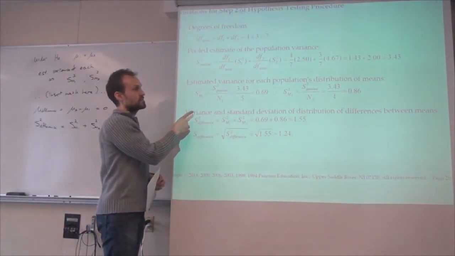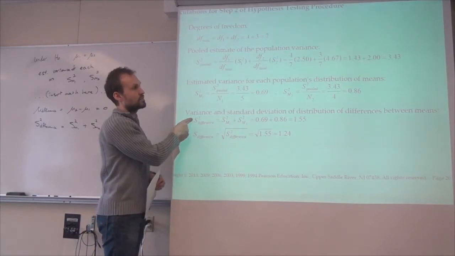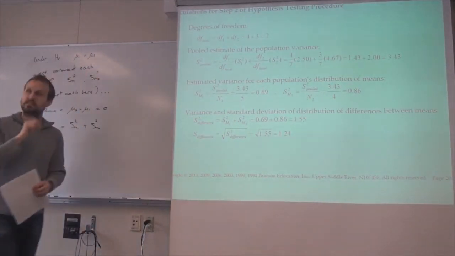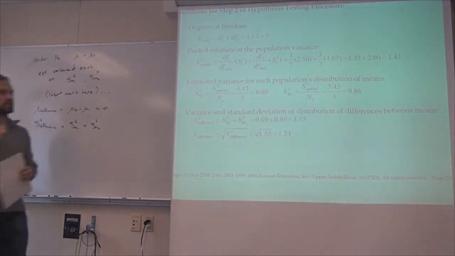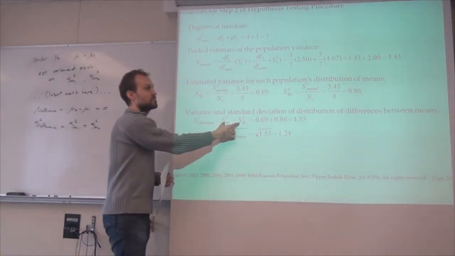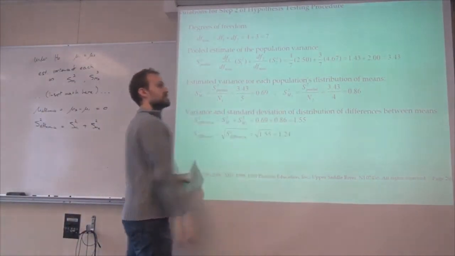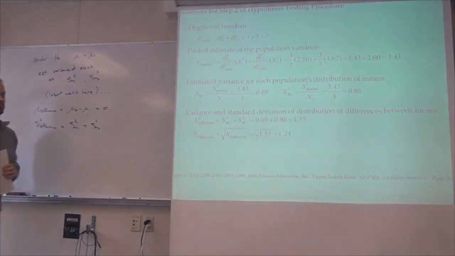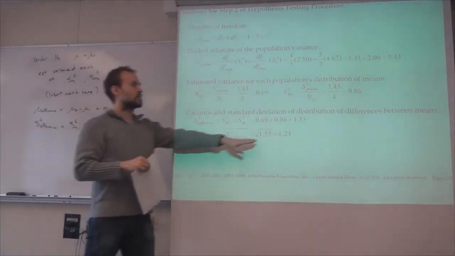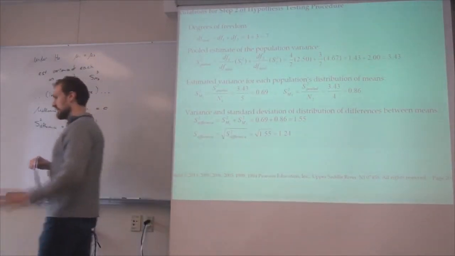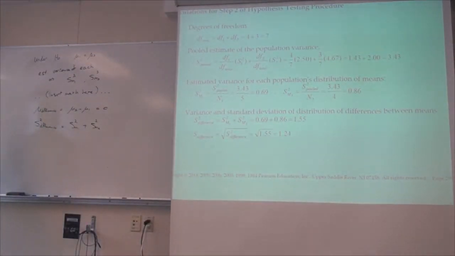So the variance and standard deviation of the distribution of the differences of the means is going to just be adding the two variances together, and I get in this example 1.55. Therefore the standard deviation is just the square root of that, 1.24. That's it. Everything else is the same.